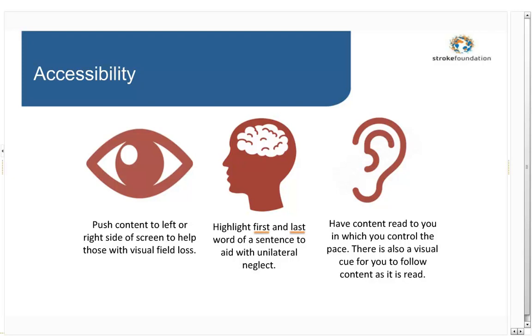So options include displaying the text either left or right or in the centre of the page, enlarging the text, underlining the first and the last word of every sentence, colour coding of content previously accessed versus unseen content, so the survivor can keep track of where they've been in the site. There's an easy English version, and also the text can be read aloud.